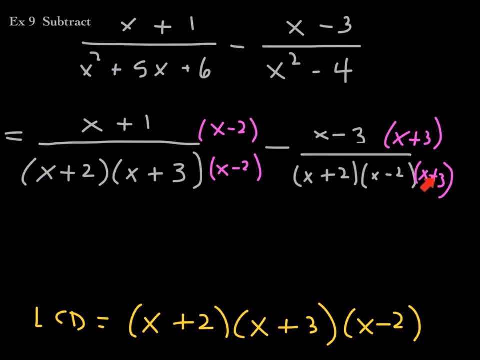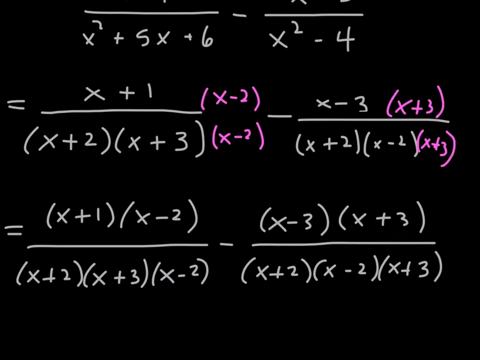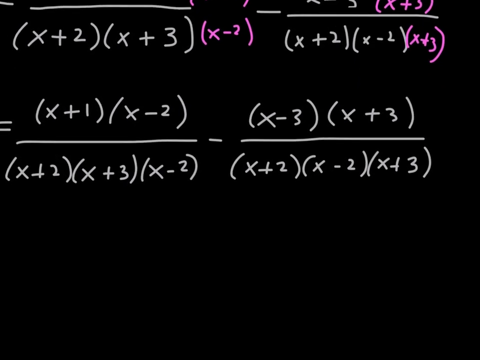So in essence, you are not changing the value of these rational expressions because whenever you multiply any expression by 1, its value stays the same. All right, everybody, this is what we have. X plus 1 times x minus 2, right? And then minus x minus 3 times x plus 3, all right? Now notice that the denominators are the same. They're the LCD. Let me move this up for us now, okay? I hope that's clear for you.